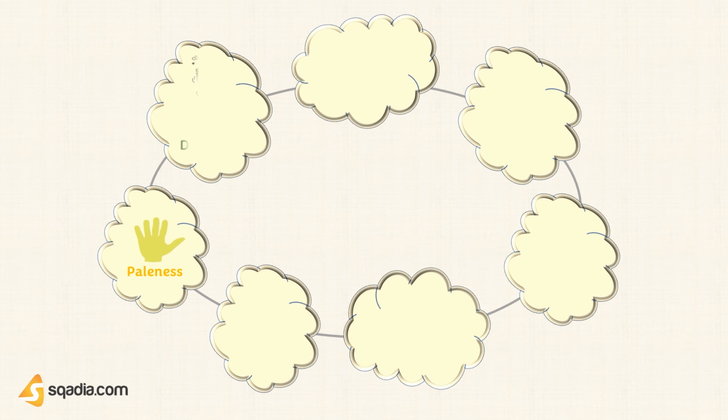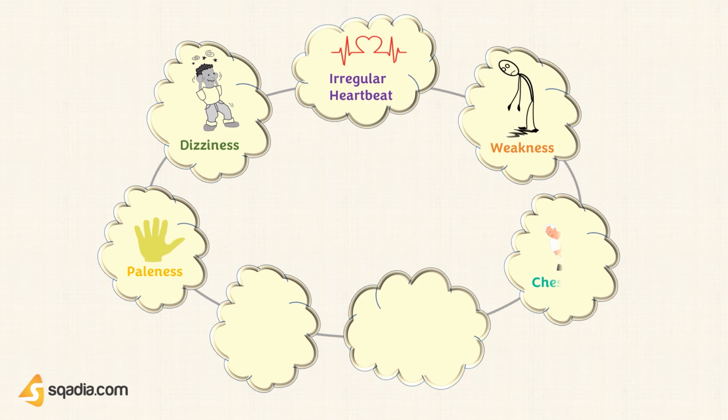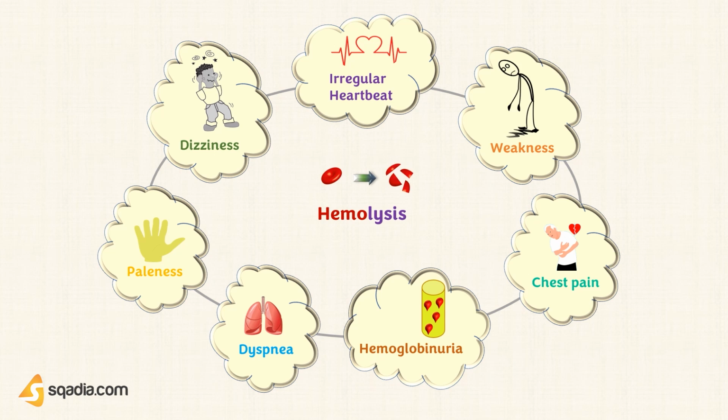Paleness, dizziness, irregular heartbeat, weakness, chest pain, hemoglobinuria, which means hemoglobin in urine, and dyspnea. All of them predict a problematic blood or RBC function. This thread of signs and symptoms is heading us to think about RBC rupture, which is commonly known as hemolysis.